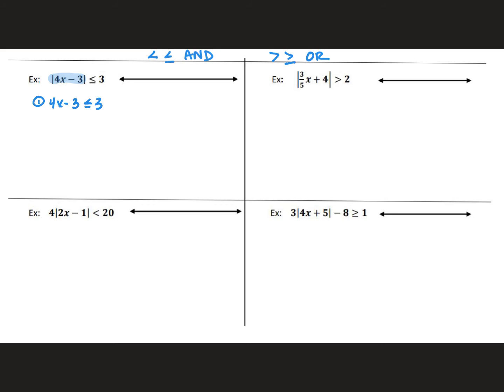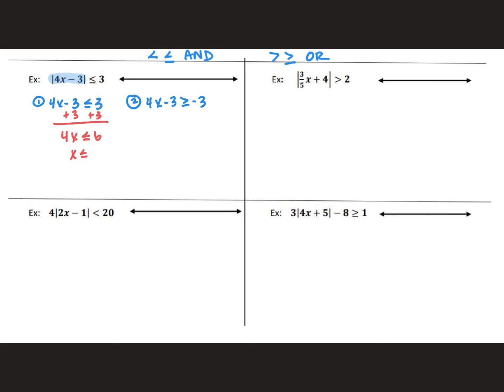Okay, so everything's the same. The second one you write, you flip the symbol and make the number on the right the opposite. So I've changed the symbol to be greater than or equal to, and then I've taken the opposite of 3, which would be negative 3. And then we solve these. So here I would add 3 to both sides. I get 4x is less than or equal to 6.